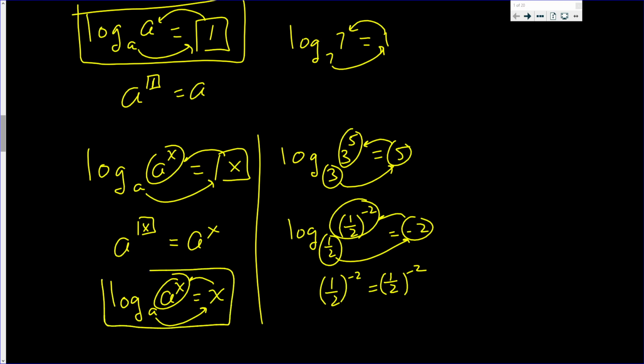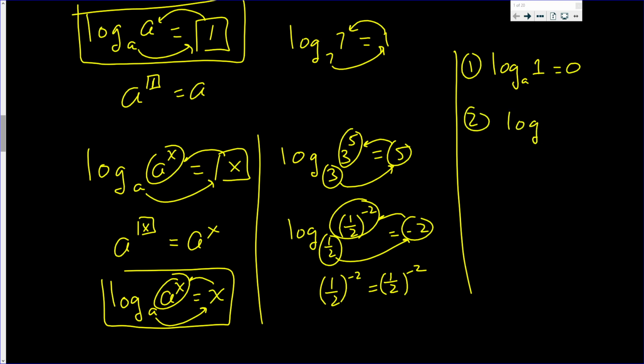So we have yet another rule. These 3 rules were: log base a of 1 is 0 for all a. Log base a of a is 1 for all a. And log base a of a to the x is x for all a. Those 3 are always true.